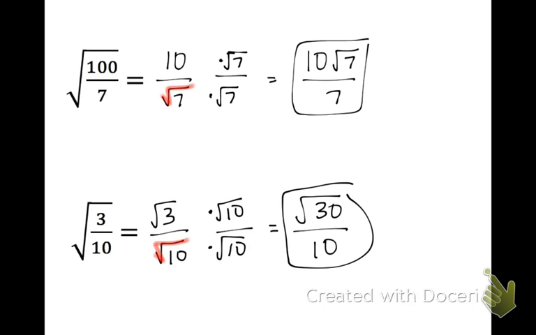In both of these, I ended up having to rationalize the denominator because there was a radical left in the bottom. See the red radical in both? For the top one, I just put 10 square root 7 because they were not both in the radical, so I couldn't multiply them together. In the bottom one, however, I had square root of 30, 3 times 10, because they were both in the square root.